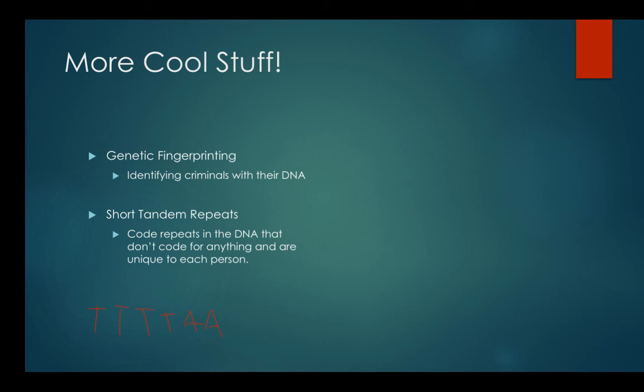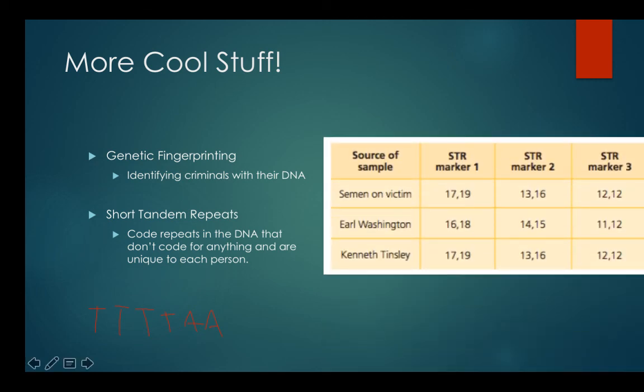And because these tandem repeats don't do anything, they can mutate and there's no problem. Which means that most people have unique short tandem repeats. So here's an example. Let's say you have a murder victim or a rape victim. In this case, we have 3 short tandem repeats. The person here has 1700 on the first part, 1300 on the second part, and 1200 on the third part. So this is how many short tandem repeats they've got.